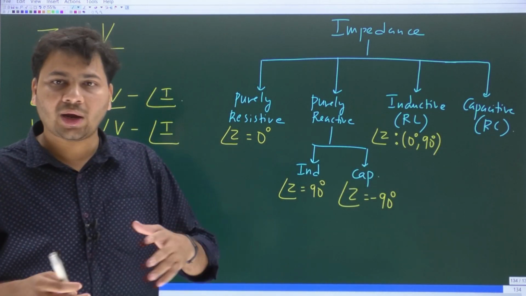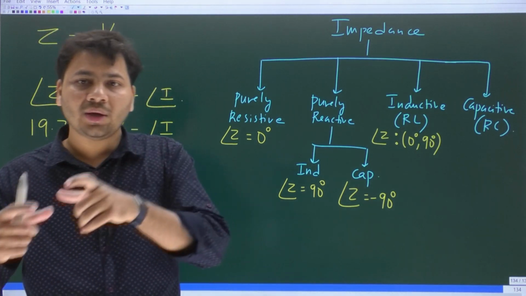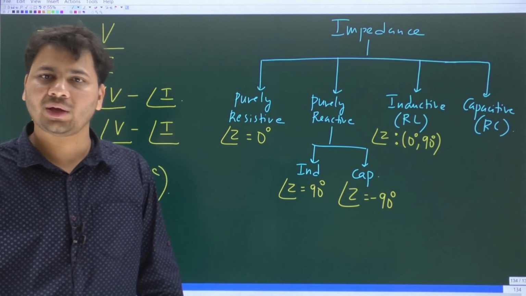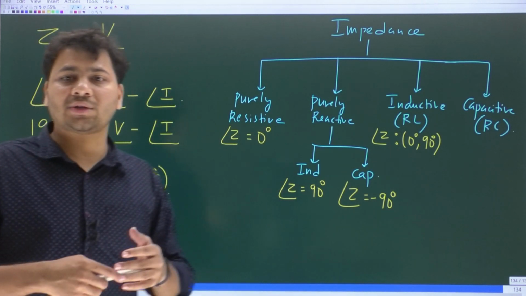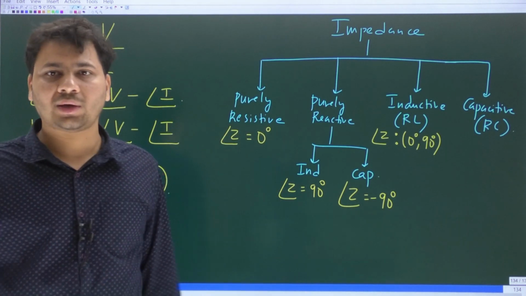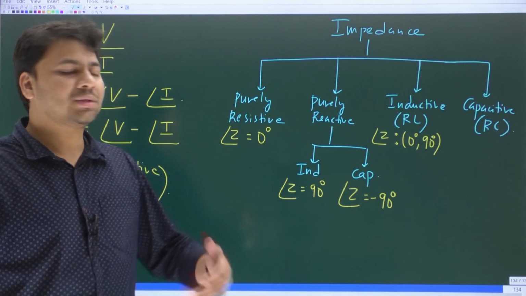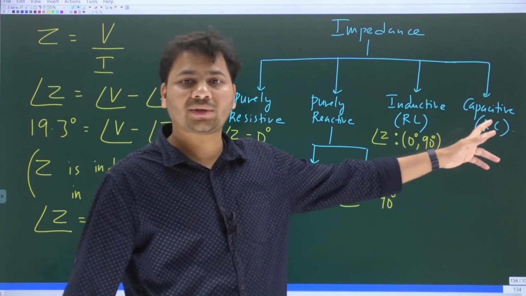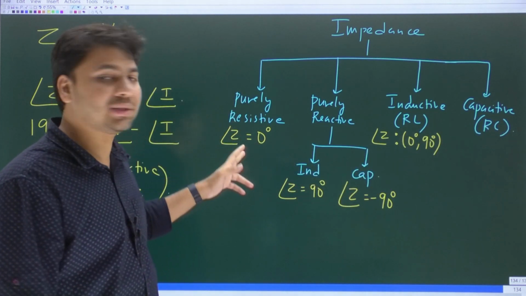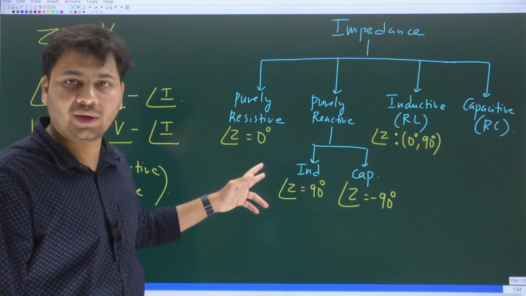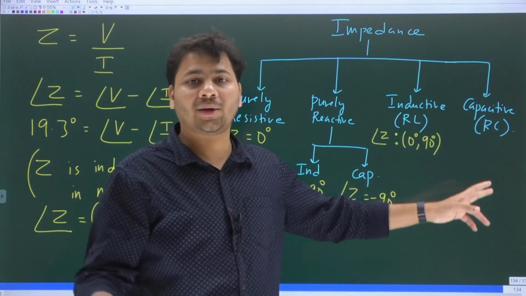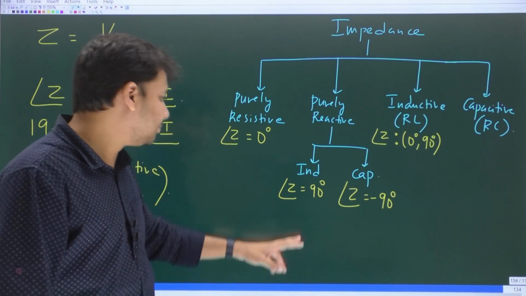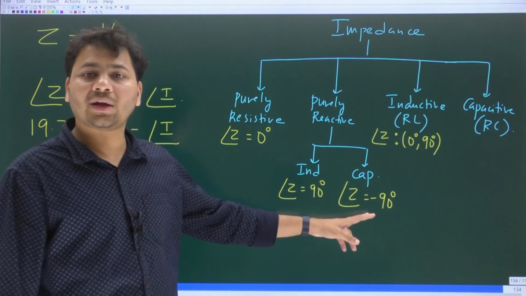You can have an impedance which has some resistance and also some capacitance, but the overall nature is said to be capacitive. Overall nature capacitive means voltage will lag current. So the phase difference between voltage and current is going to be negative. At one extreme, it can be purely resistive, in which case the angle of the impedance would be 0 degrees.